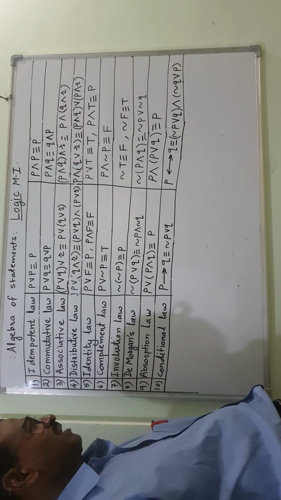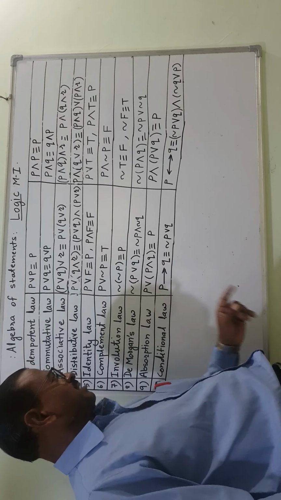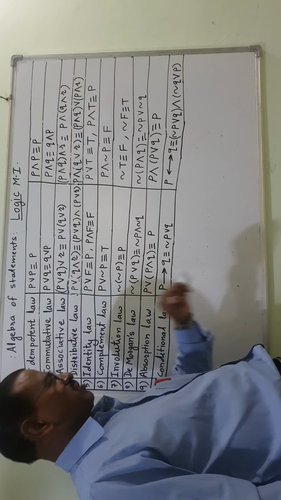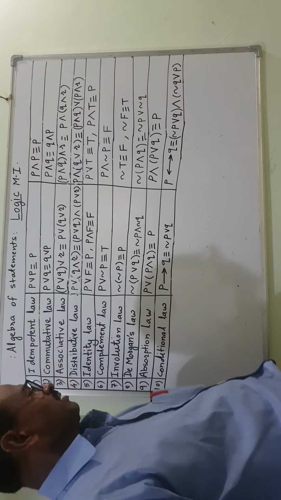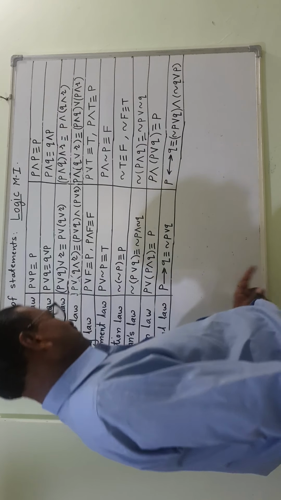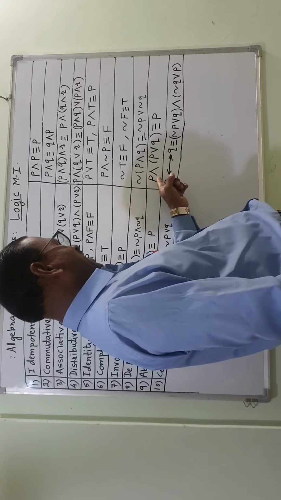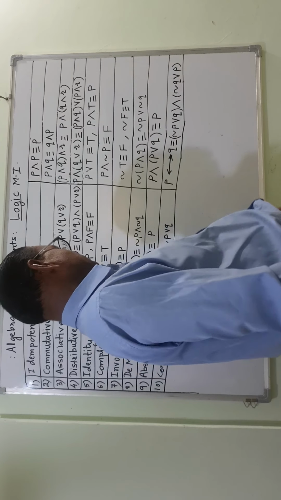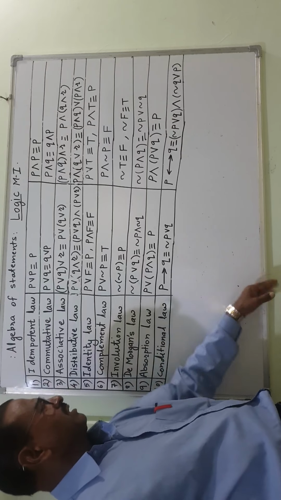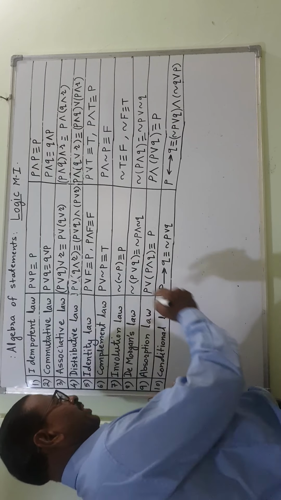Absorption means here there are two switches. The P switch is used twice and one Q switch. That is nothing but P. Here it is OR, here it is AND. Here also the same thing, and here it will be OR. If you can't remember, you can simply make the truth table of this and you will understand it.